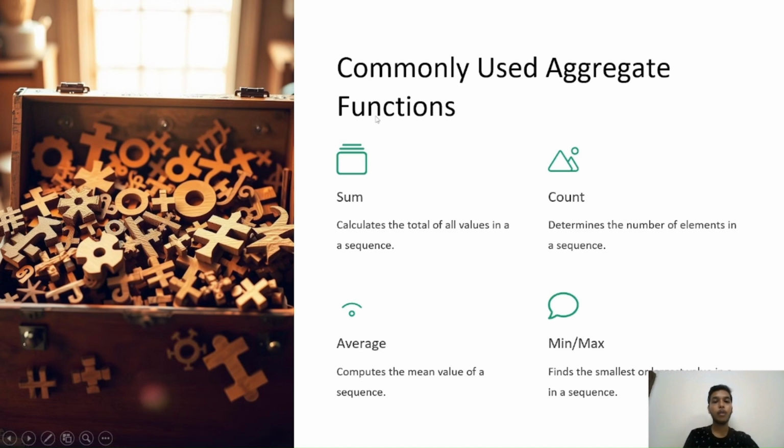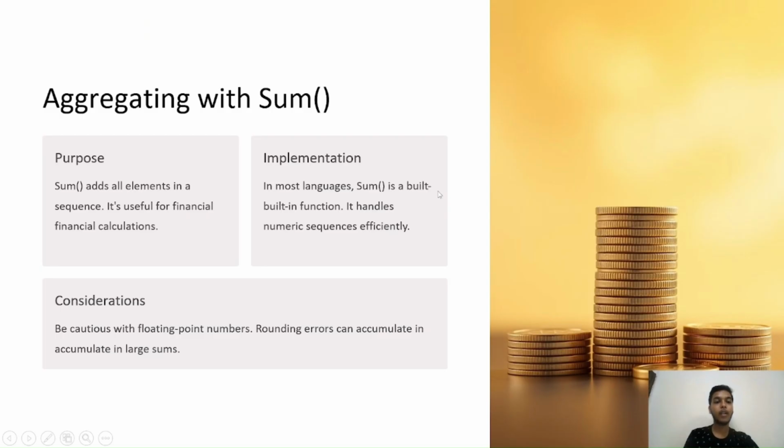There are some commonly used aggregate functions like sum, count, average, and min-max. Now let us see these in detail. Aggregating with sum: sum adds all elements in a sequence. It's useful for financial calculation, as we all know. Now let us see the implementation. We all know in most languages, sum is a built-in function. It handles numeric sequences efficiently. Now let us see the considerations. When dealing with floating point numbers, rounding errors can accumulate in large sums.